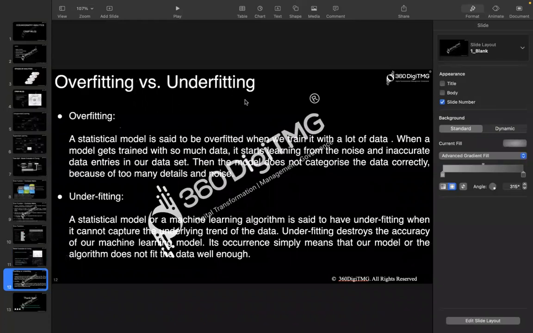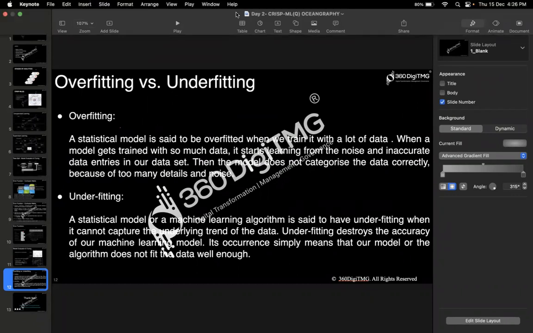Overfitting is when a statistical model is said to be overfit when we train with a lot of data. When we are trying to train on so much data, it starts learning from the noise in the data set, and the model does not categorize the data correctly. Because of too many details and noise, it will overfit.